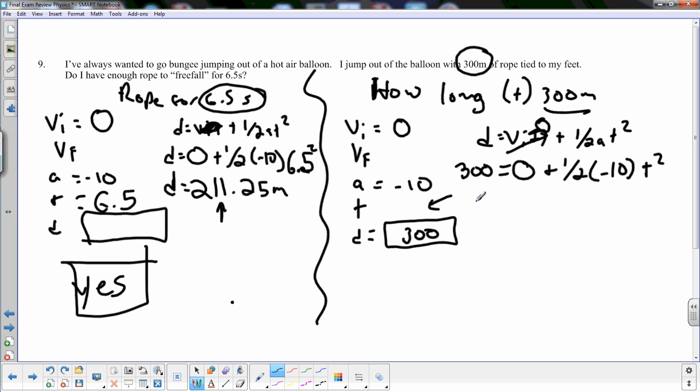300 meters equals negative 5t squared. I just brought down the 1/2 negative 10 times t squared. Let's see, 300 divided by negative 5. And actually, shame on me, because I'm dropping, that's a negative, that's a negative, that's a negative, so negative 300 divided by negative 5 equals 60. 60 is t squared. We don't want t squared, we want t. So our time is going to be the square root of 60.